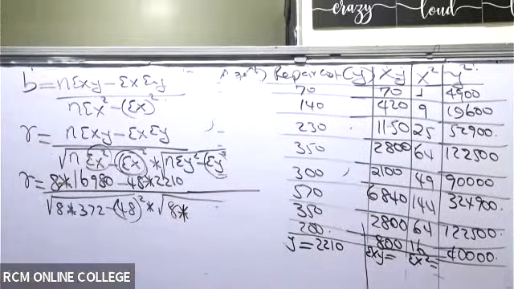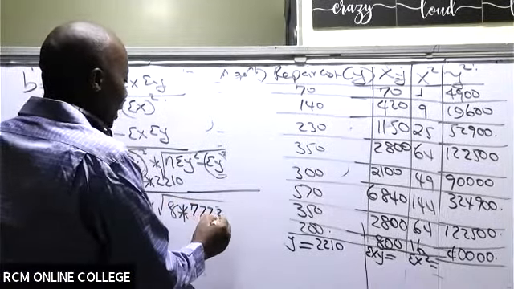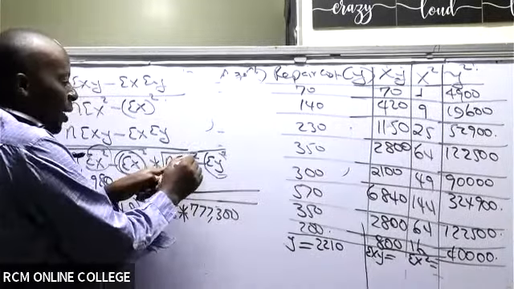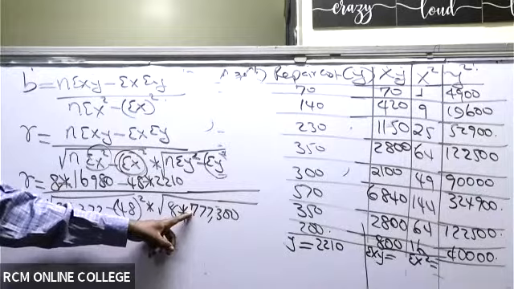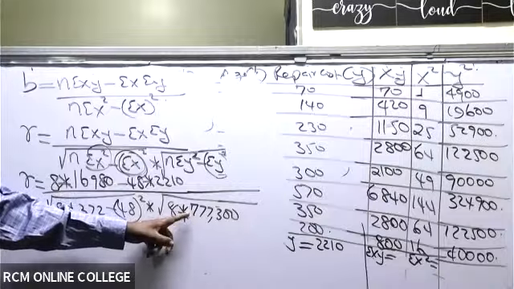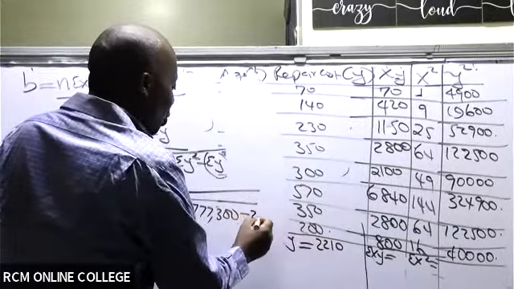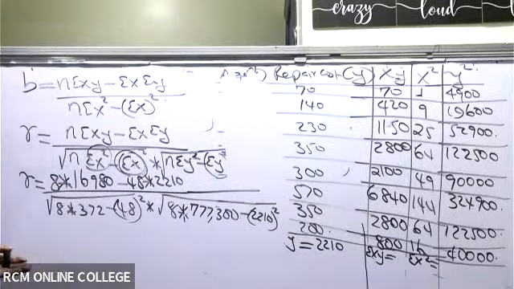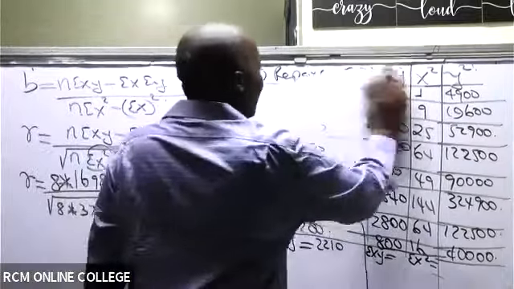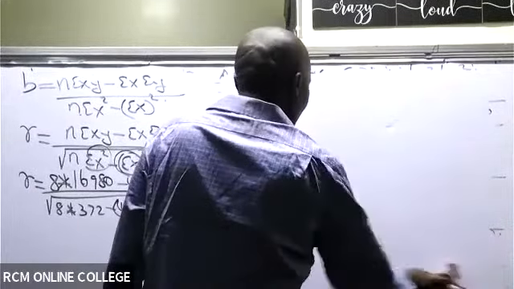Summation of y squared, you guys gave me a big number. Was it 777? 777,300. Are you able to remember this number, 777,300? Yes. Minus summation of y that I have here, 2210. Now you square this. It may look big, but trust me, it's very simple.